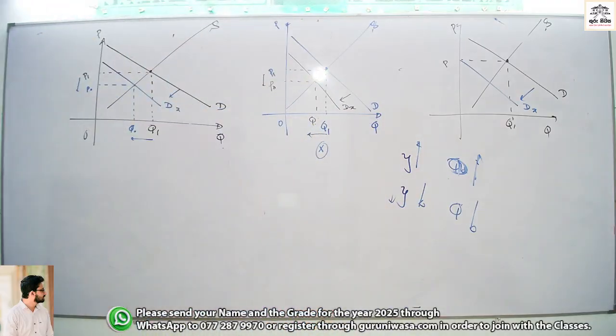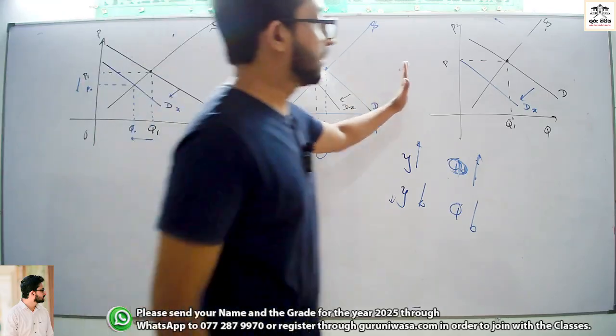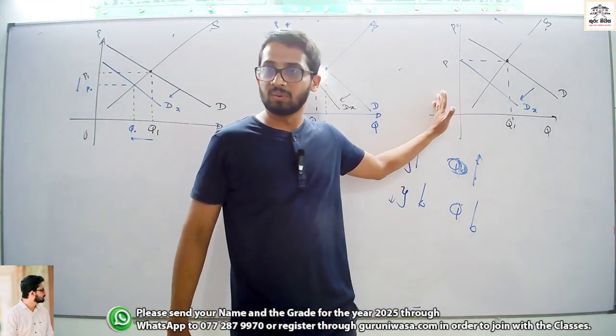Okay, the fourth one says an increase in consumer income and good X is an inferior good. If X is an inferior good, when income increases, demand falls. Again, same diagram.